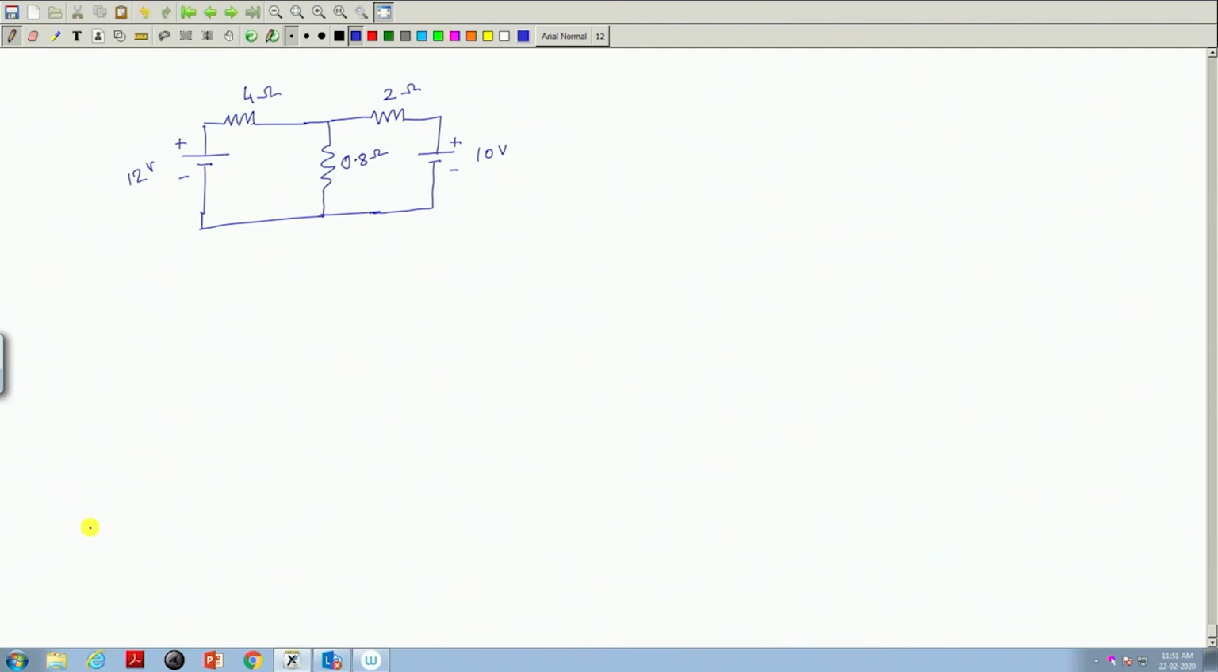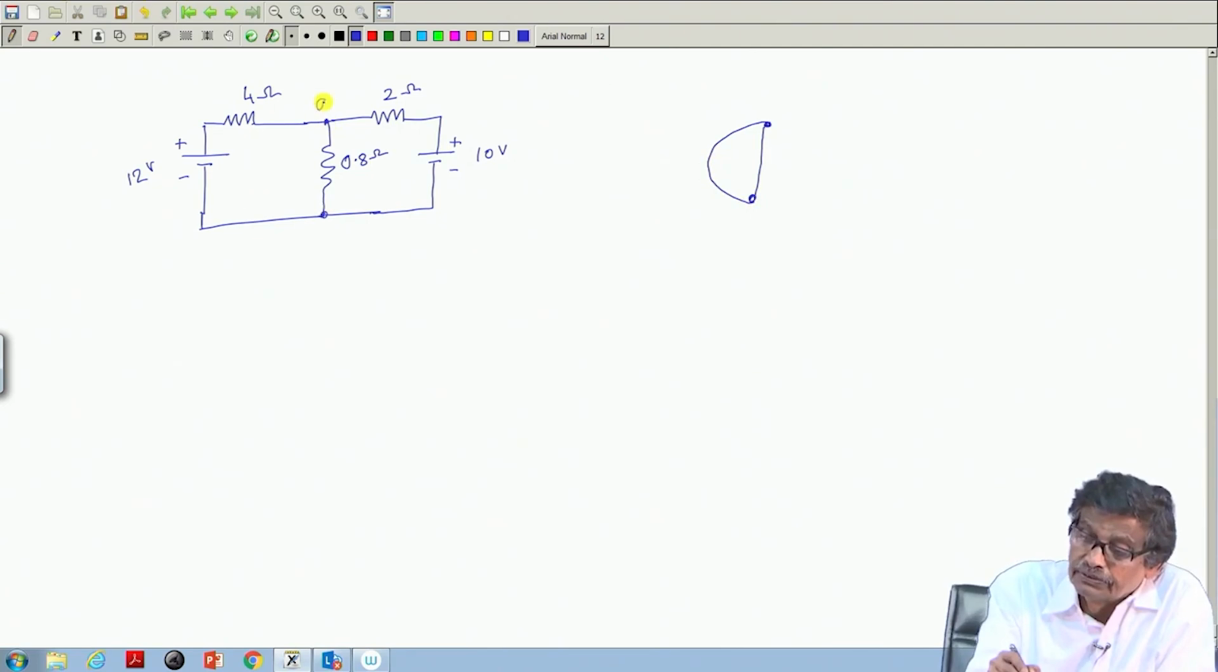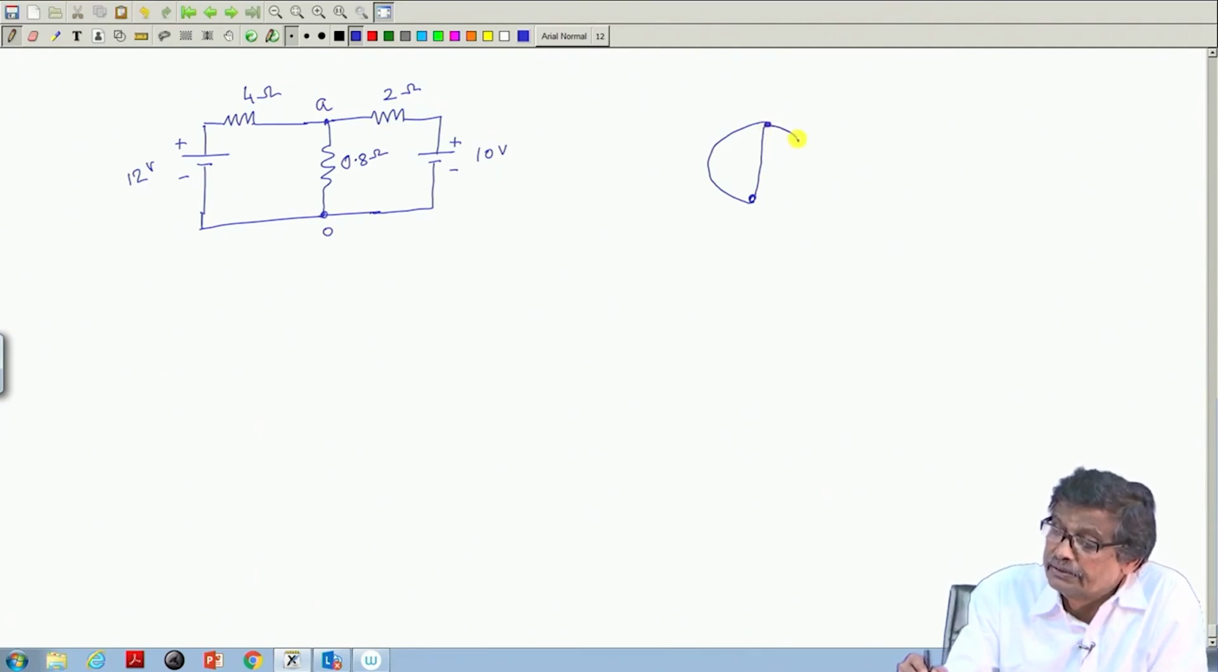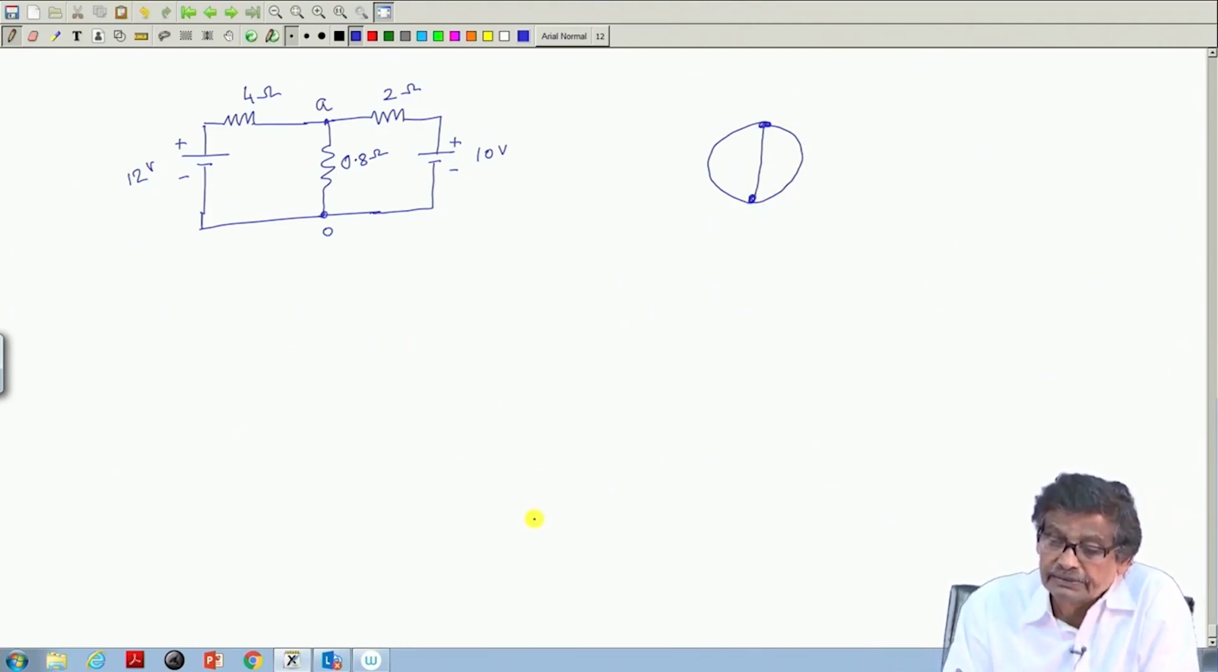Now, what will be the graph of this network? There are only, this is one node, this is one node. Between these two nodes there is an element, between this node and this node there is another element, and between this and this, if you call this node A and this node O, there is another element. This is the graph of the network, very simple, 3 elements are there.